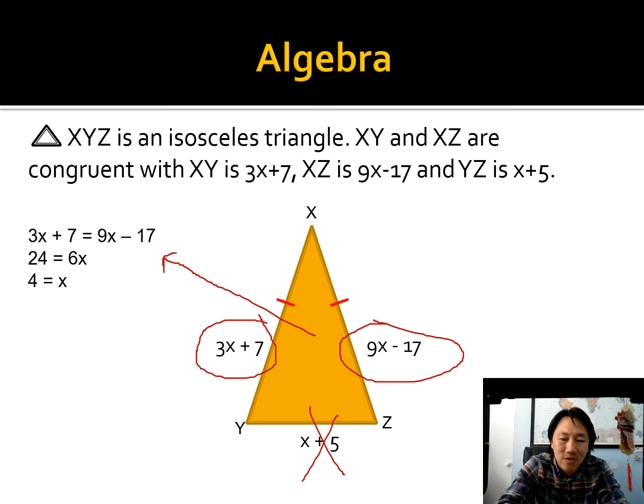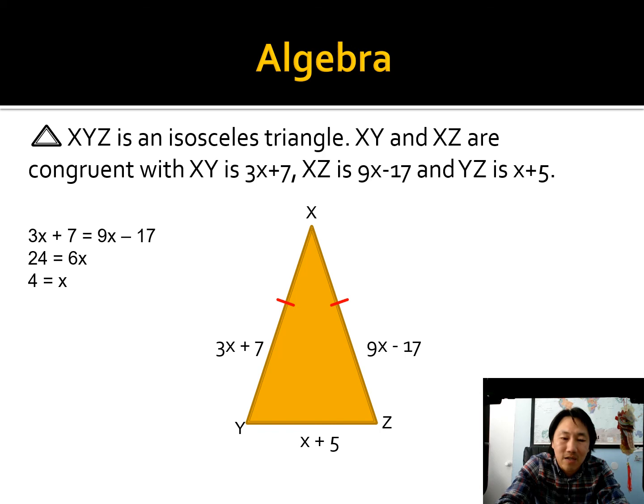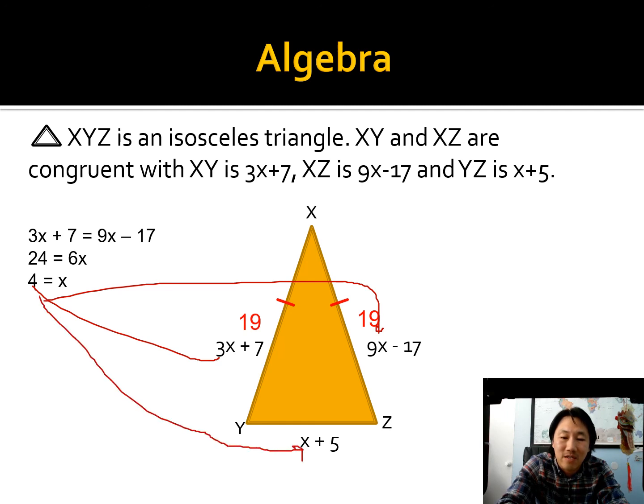Now, if they ask you to find the lengths of each side, you actually have to plug the x back in. So if you plug the 4 back into this x, you get 19. And if you plug it over here, you should get 19. And then finally, we're going to go ahead and plug it into there to get 9.